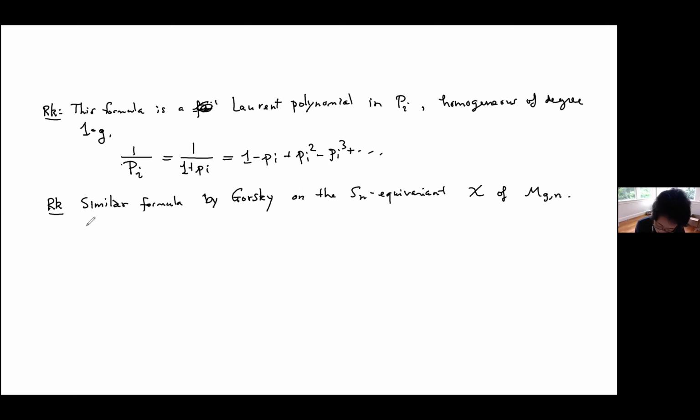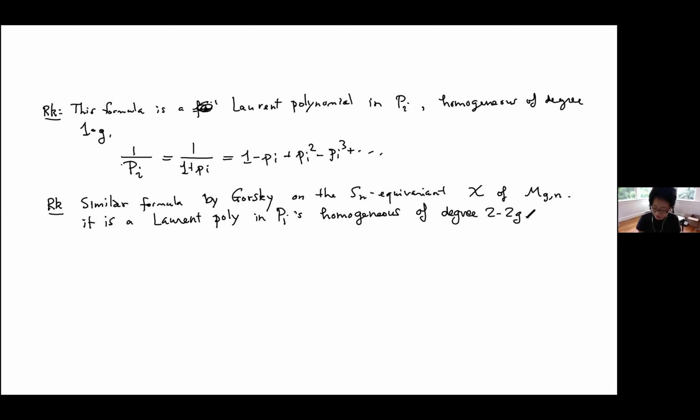It is a Laurent polynomial, again in the inhomogeneous power sum symmetric functions, which, regarded as such, is homogeneous of degree 2 minus 2g. And this is, I mean, I don't know what to say. There's a lot that this hints at.